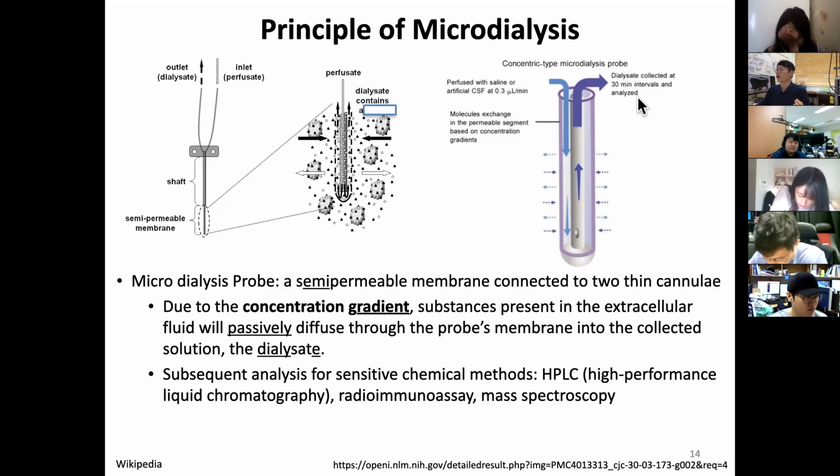And then you collect this one for now. It contains this analyte of your interest. So with a sensitive chemical method, you follow up with high pressure liquid chromatography, radioimmunoassay, or mass spectroscopy, so that you can measure this tiny amount with very sensitive detection of neurochemical. You look at that, this is very, very, very slow, okay? 0.3 microliter per minute to allow passive diffusion to happen.